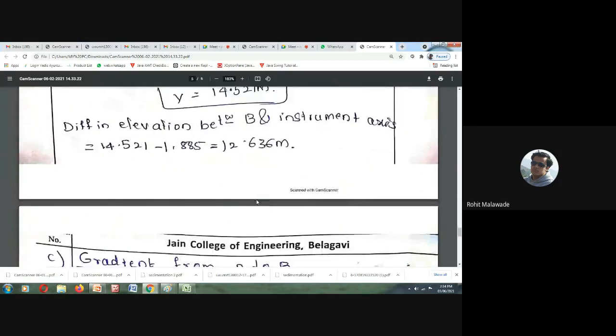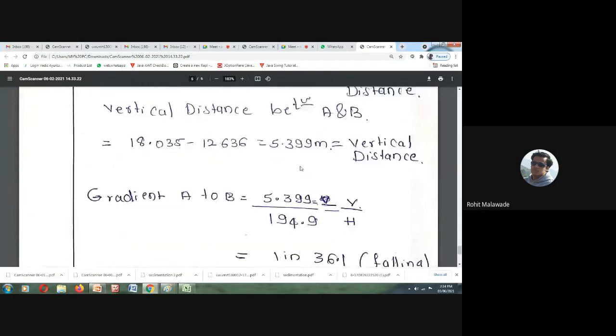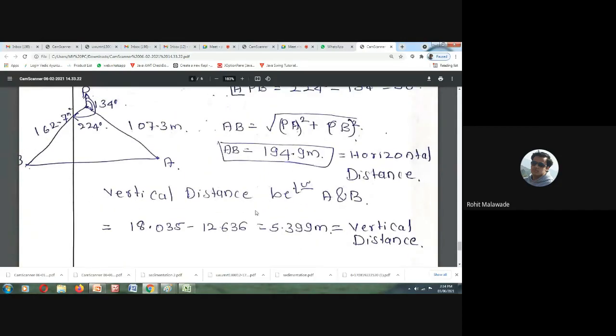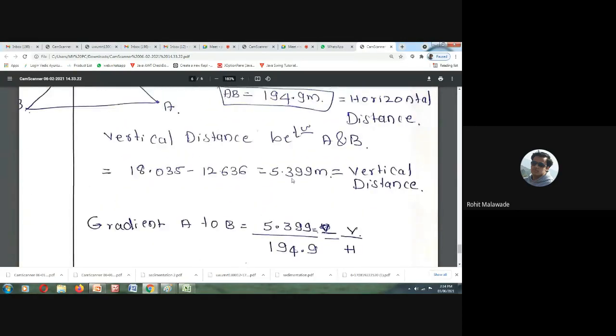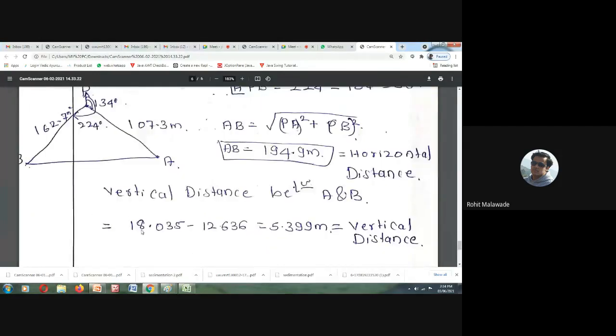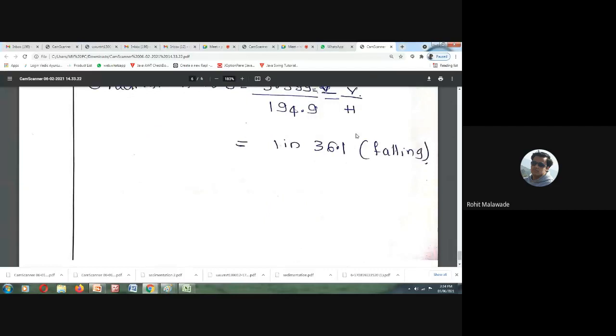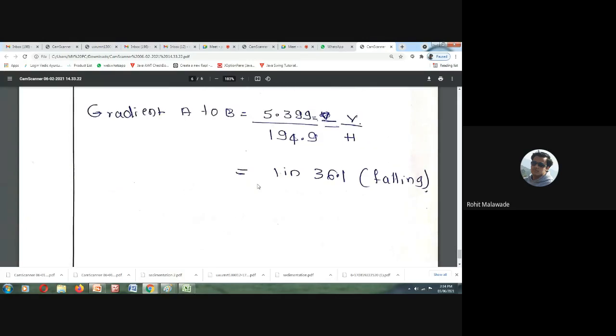Is it clear? So the gradient is vertical to horizontal. Vertical distance is 5.399 divided by horizontal distance 194.9. If I calculate it, I will get 1 in 36.1. Is it clear? Yes, sir.